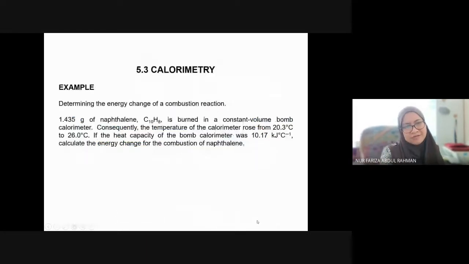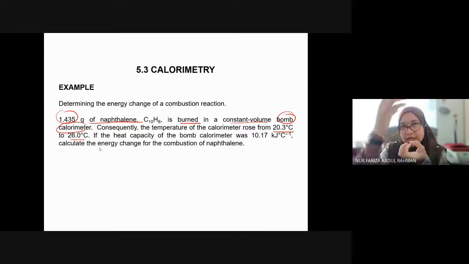Okay, maybe you can look at one question here. Cuba tengok soalan ni. So we have naphthalene. This is the amount of naphthalene, and this naphthalene is burned in a constant volume bomb calorimeter. So we are using bomb calorimeter here. Consequently, the temperature of the calorimeter rose from 20 to 26 degrees Celsius. So obviously, the reaction release heat, and then the water will be accepting and the calorimeter will be accepting the heat.